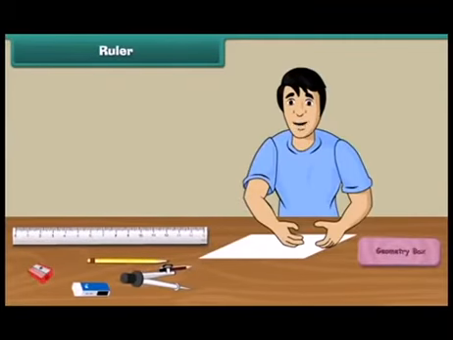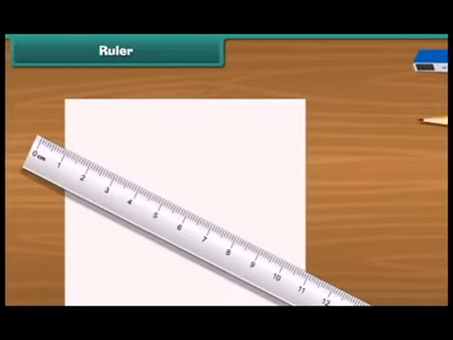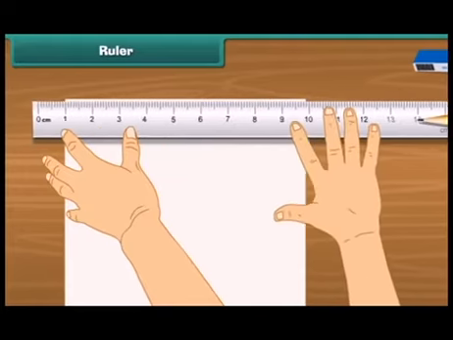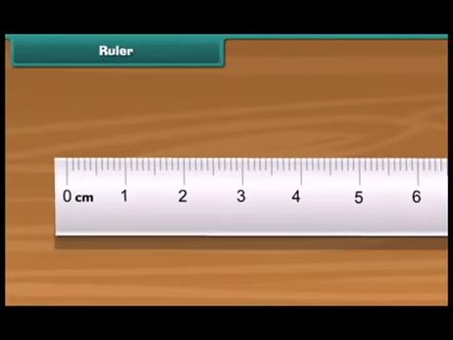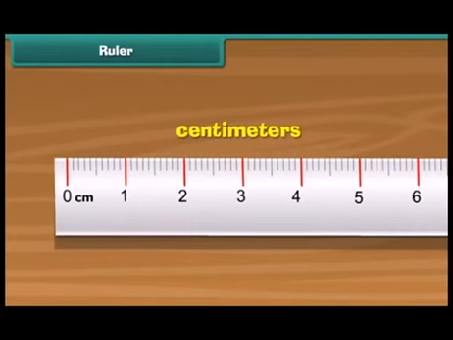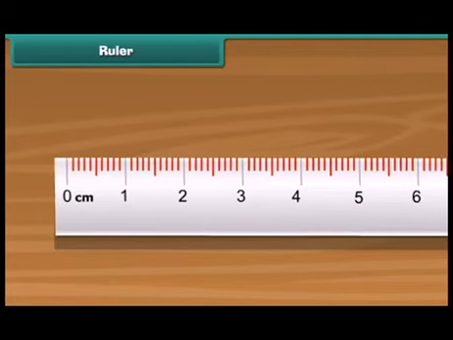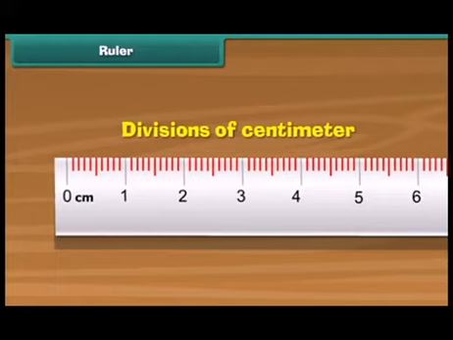I need 4 centimeter long paper. What will I use to measure the length? Yes, you are correct. A ruler will help me to measure length. You find many divisions on the margin of the ruler. Some lines are longer, while others are smaller. The longer lines represent the number in centimeters. The small lines between two long lines represent divisions of centimeter.